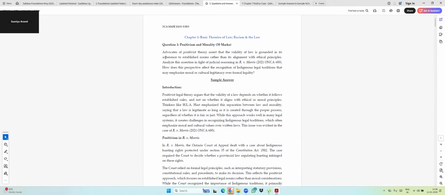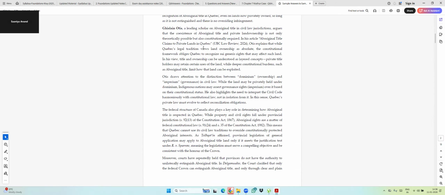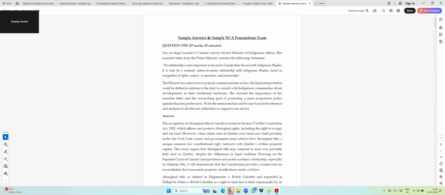Then these are basically my way of making the questions with the help of AI, but writing the answers myself. That's fine. Then we have the ones specific to the Mathur case. Then this is the sample answer for the NCA Foundation.